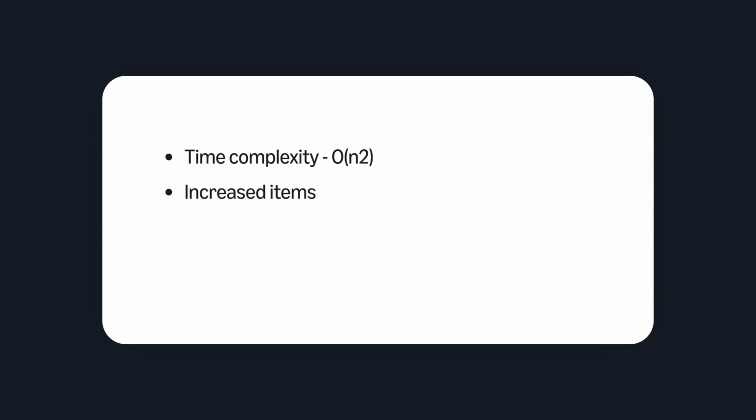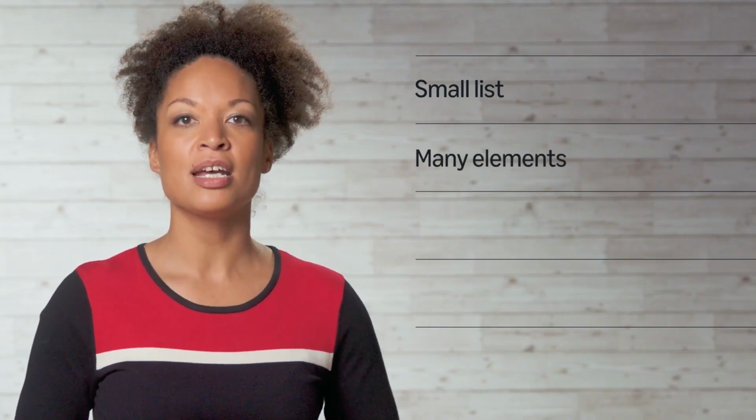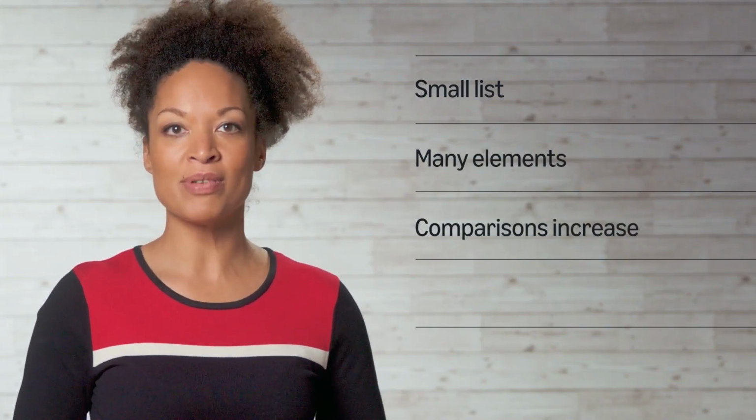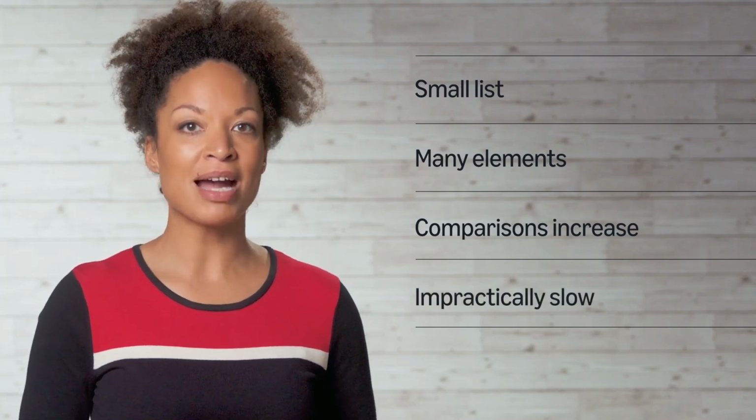As the number of items in your array increases, the time it takes to sort them grows exponentially. Bubble sort is manageable for a small list, but when dealing with thousands or even millions of elements, the number of comparisons can quickly reach the millions, making it impractically slow. You would not like to sit for hours to sort some data now, would you?